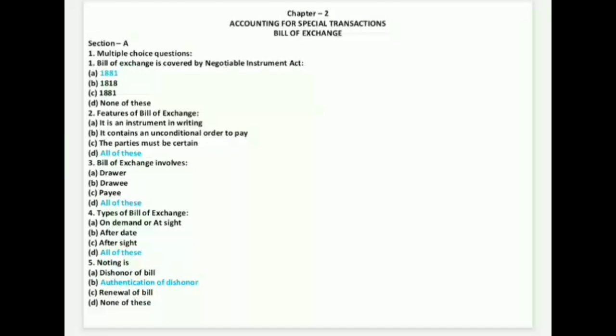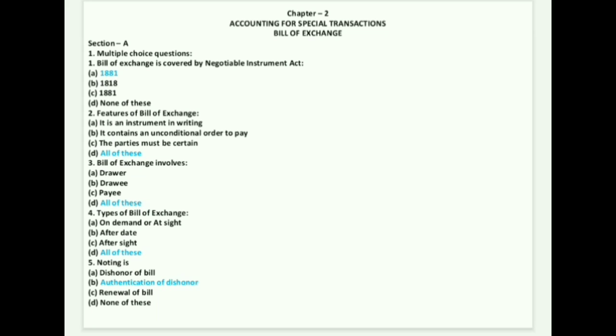So, let's see question number 2, feature of bill of exchange. Well, first of all, we have discussed that bill of exchange is covered by the Negotiable Instrument Act, which was 1881. Now the question is, feature of a bill of exchange is what? It is an instrument in writing. It contains an unconditional order to pay, or the parties must be certain. So talking about the bill of exchange, third option is very correct, the parties must be certain.